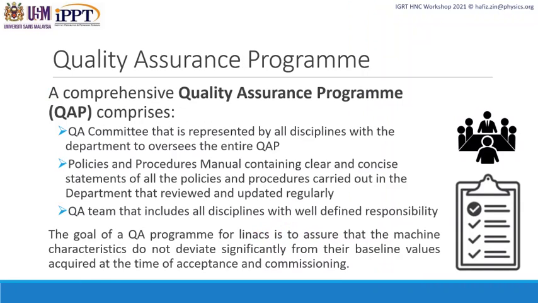To have an effective QA program, it should comprise a QA committee that is multidisciplinary and oversees the entire QAP. It should also have a manual of policies and procedures that is clear and concise, carried out in the department, and reviewed and updated regularly. It should also have a QA team that includes all disciplines with well-defined responsibilities. And the goal of a QA program for LINAC is to ensure that the machine characteristics do not deviate significantly from the baseline values acquired at the time of acceptance and commissioning.